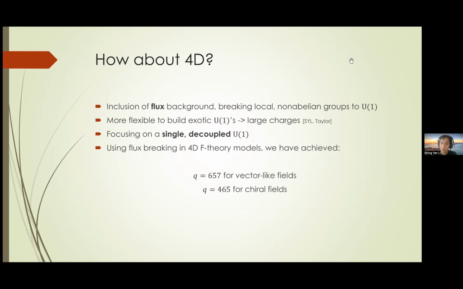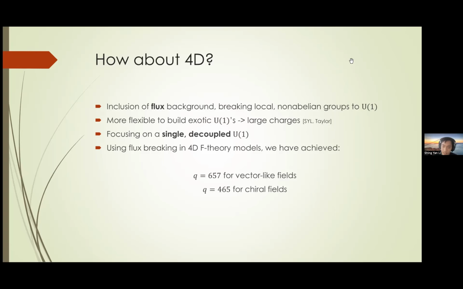In particular, we can build very exotic U1s that can realize much higher charges than before. This point has been noticed in one of our previous papers. So in this work, we will focus on a single U1 gauge factor, which is decoupled from other sectors in the theory. In our model, there will be many gauge factors, including abelian ones and non-abelian ones. Now we just have one abelian one, and it will be decoupled from all the other gauge factors. Namely, there's no matter that is charged under both the U1 and the non-abelian sector.